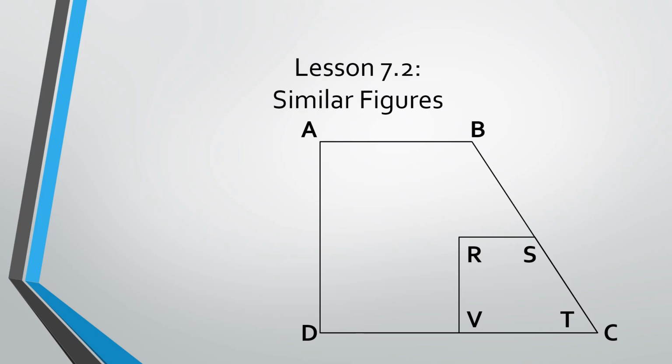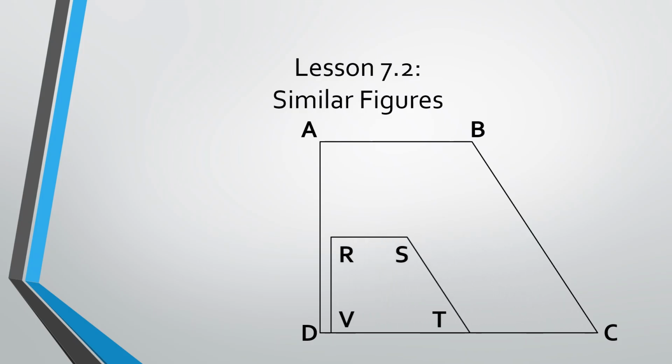How about angle D and angle V? Let's prove and test. Therefore, angle D is congruent to angle V. So we prove that all corresponding angles are congruent. But this is not yet sufficient to prove that these two trapezoids are similar. There are other conditions to make these two trapezoids similar.